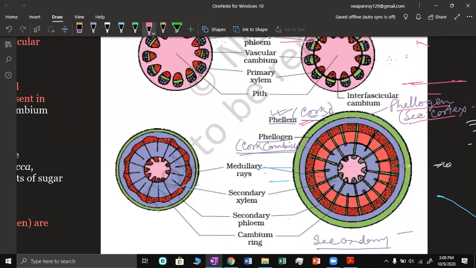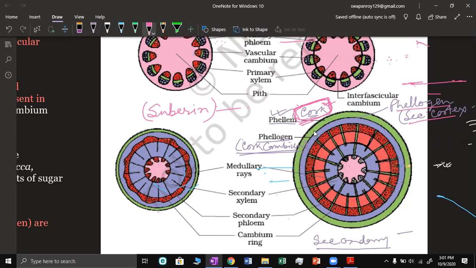Cork tissues, their cell walls are suberized, a waxy material, and due to presence of suberin, it is impermeable to water. So water loss is checked due to presence of the cork tissue.